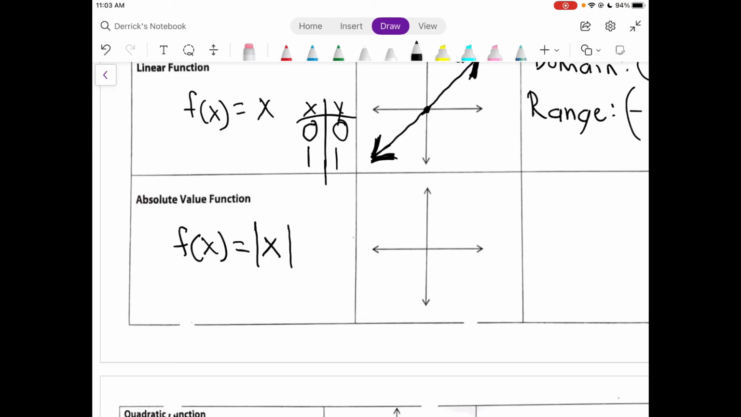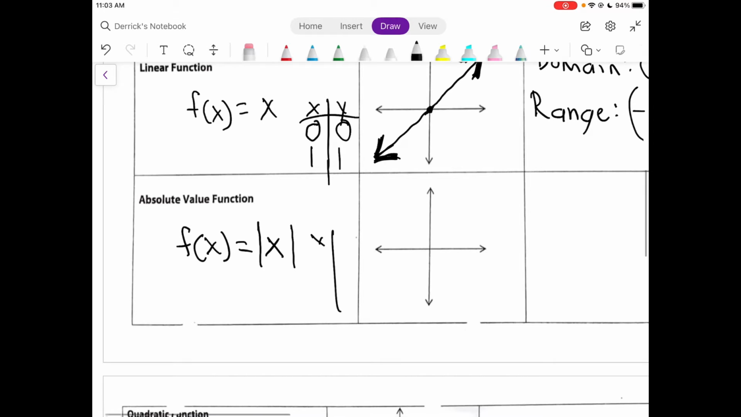That's our parent function. Remember, absolute value is a measure of the distance a number is from 0. Distances are always positive, and so absolute value will always give you positive numbers. So if I was to do an xy table for this equation, and say I wanted to plug in -1, 0, and +1.